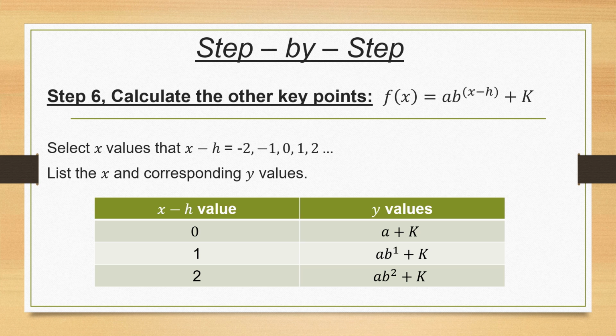So we're going to have to select a few x values, and then we're going to draw them in a graph. For example, when x minus h is equal to 0, then y is equal to a plus k. When x minus h is 1, y is going to be a b to the power of 1 plus k. When x is 2, and so on.